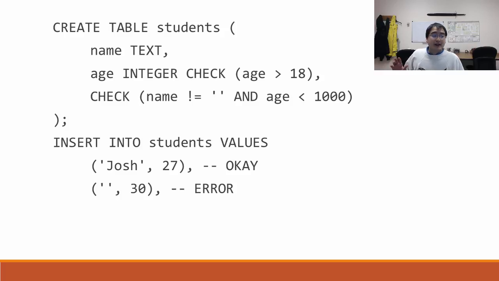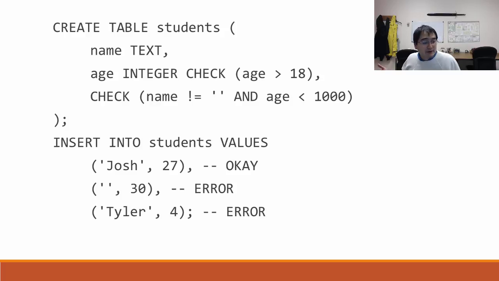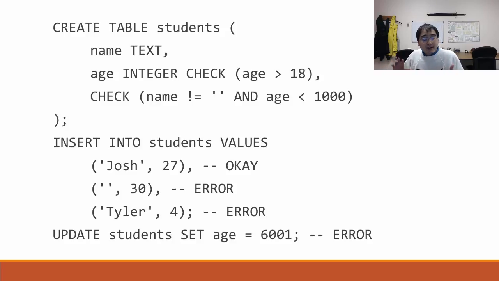This next one, though, is an error. Why? Because the name is empty, so that check fails. It won't allow you to insert this row into the table. Also, if Tyler suddenly took a de-aging potion and became 4 years old, I wouldn't be allowed to add Tyler to the class either, because, once again, that violates the constraint on age. Another thing that could cause an error is the update statement. So if I say update students set age equal to, it's over 6,000, what this means is it tries to change all of the rows in the table to have a really large age. That will cause the check to fail, and it will not allow that update to take place.